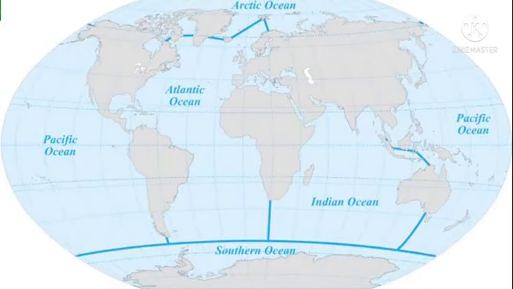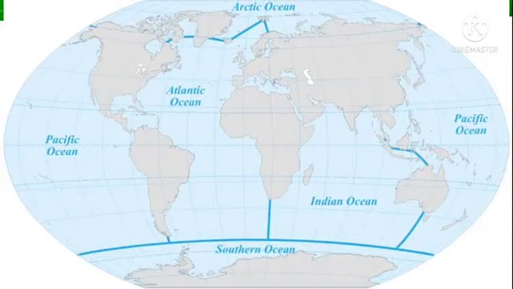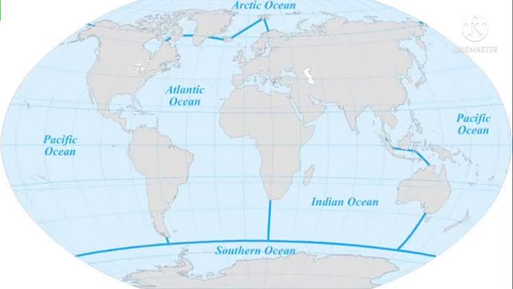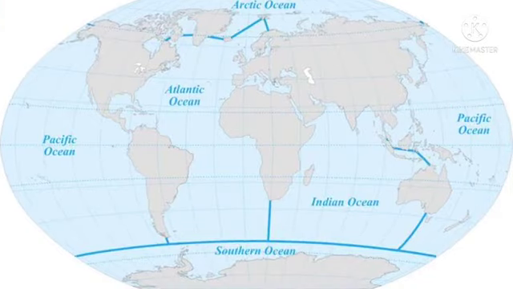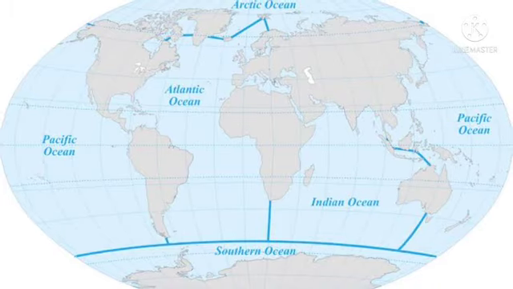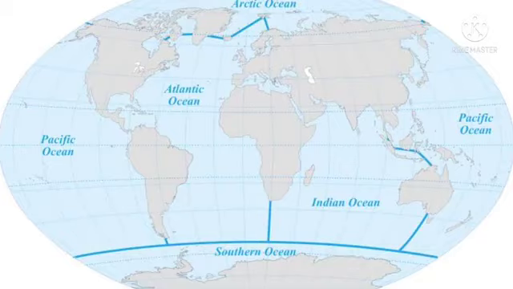Now we learn about oceans. Oceans means the huge water bodies are called oceans. The geographers have divided the oceanic part of the earth into 5 oceans, namely the Pacific Ocean, the Atlantic Ocean, the Indian Ocean, the Southern Ocean, Antarctic Ocean, and the Arctic Ocean. All of you observe in this map.